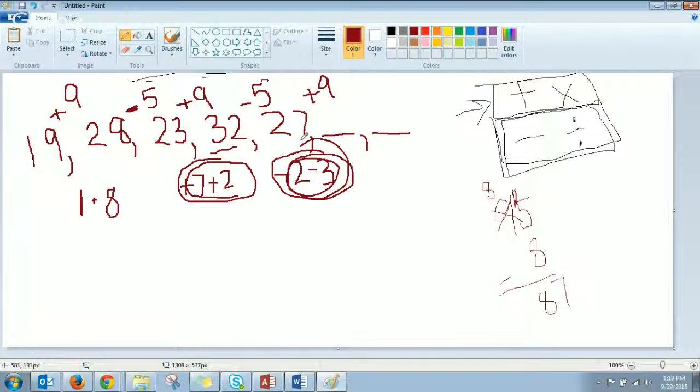Let's see. 27 plus 9. Well, I know that that's 3 jumps to get up to 30, but it's plus 9, so we need 6 more jumps. We're at 30, so we need to get to 36. 36. We did plus 9. We need to do minus 5. Let's see here. Oh, that one's easy. 36 minus 5, 31, because 6 minus 5 is 1. So 19, 28, 23, 32, 27, 36, 31.